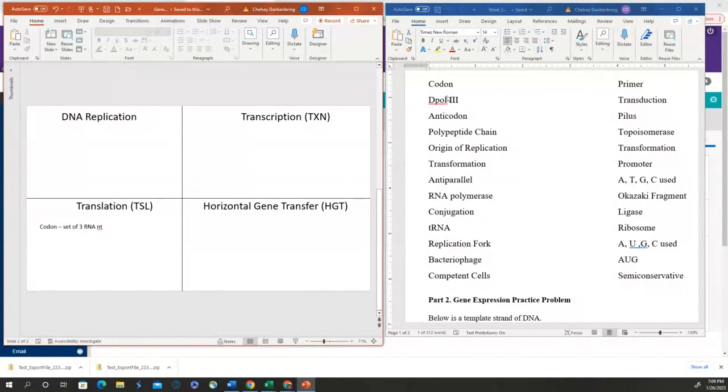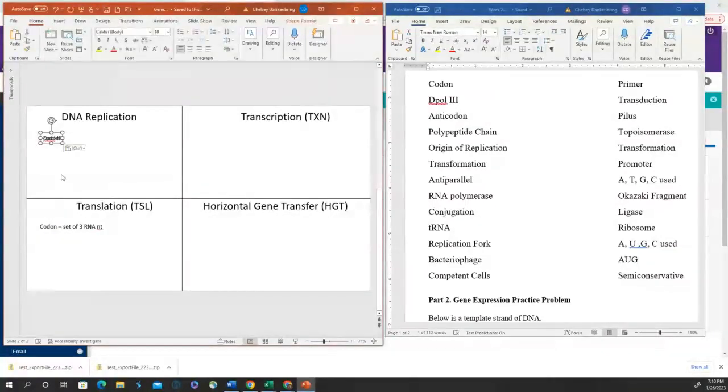All right, I'm gonna work my way down this list. What about DNA polymerase 3? Where does DNA polymerase 3 go? Yes, good. And remember, DNA polymerase 3, that is the main key player. This is the one that's building that new strand of DNA nucleotides. Good.